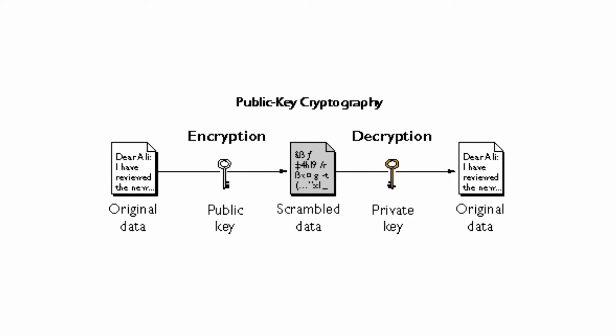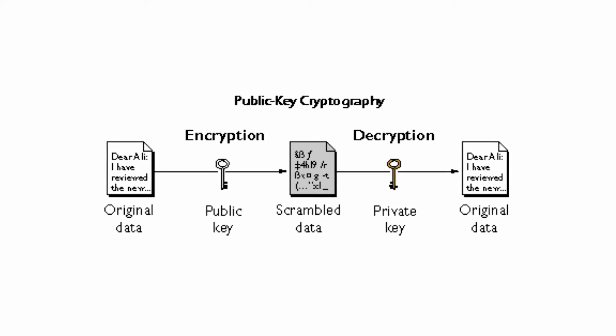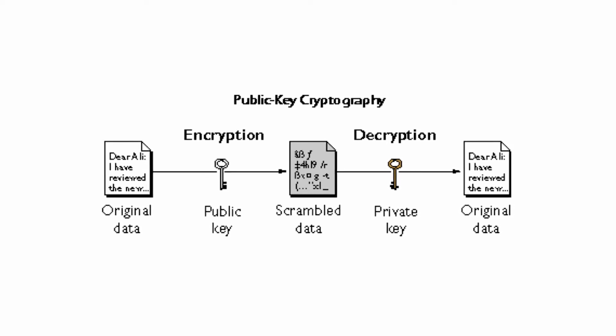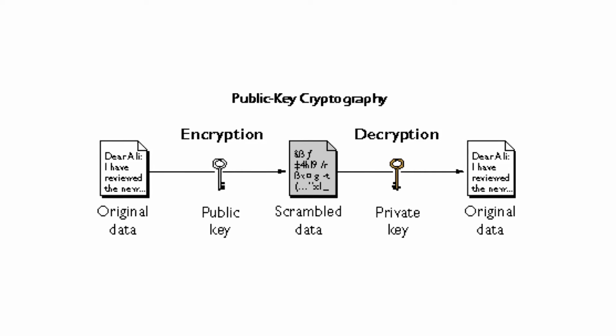This figure shows how you can freely distribute the public key so that only you, the owner of the private key, can read data that was encrypted with the public key. In general, to send encrypted data to someone, you must encrypt the data with that person's public key, and the person receiving the data decrypts it with the corresponding private key.